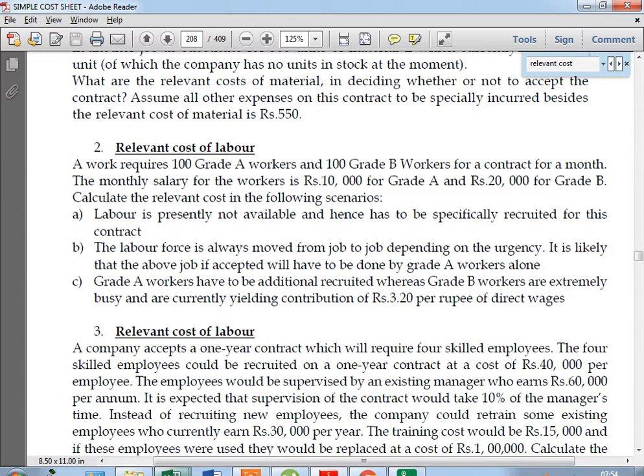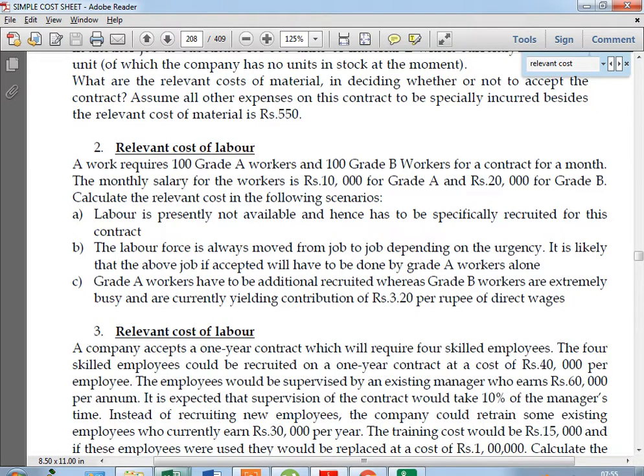Grade A workers have to be additionally recruited, and hence the relevant cost is wages payable. Clear? Any doubts on this?